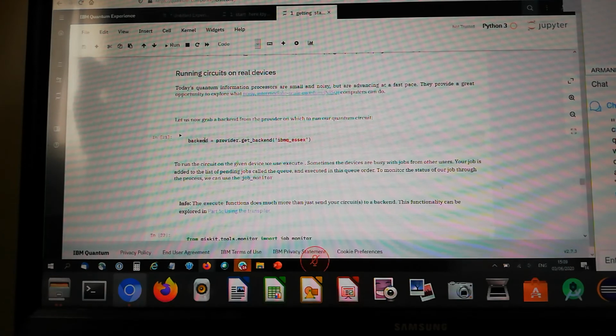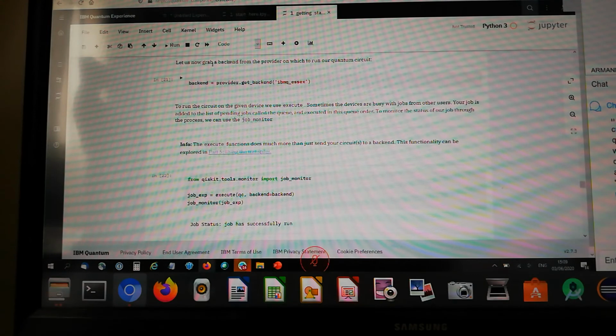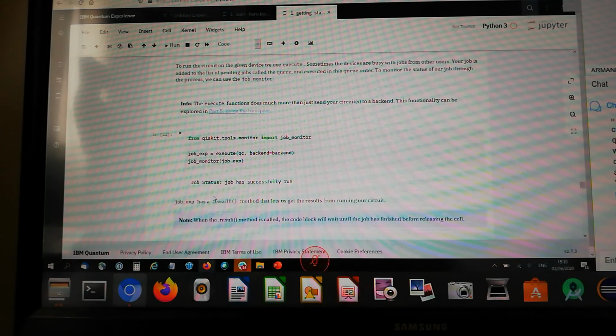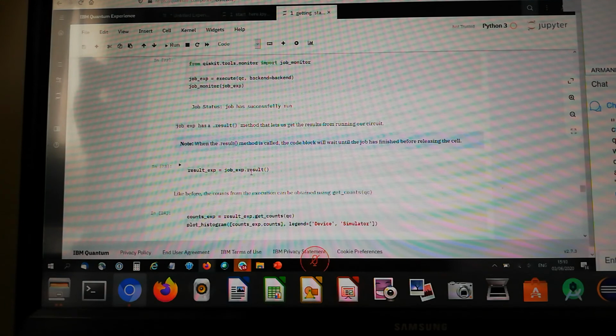Execute this piece of code. Backend is equal to provider get backend IBM Q SX, for instance, if you want to use the IBM Q SX. And then you execute your job on this backend. So that's how easy it is. So instead of using the simulator, you just select this other kind of backend. And there are other commands available to you to monitor how your job is doing, so if it is still being executed, and then you can have your Python code wait for the result once the result comes in.